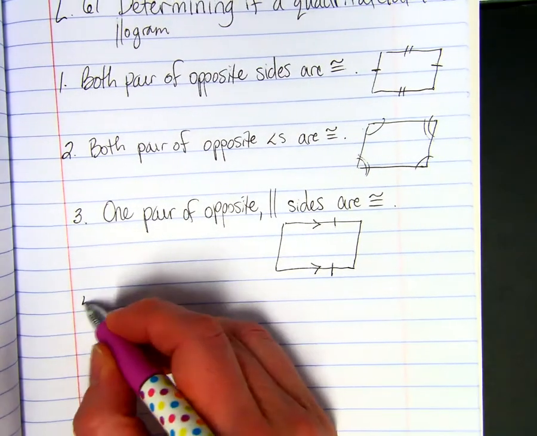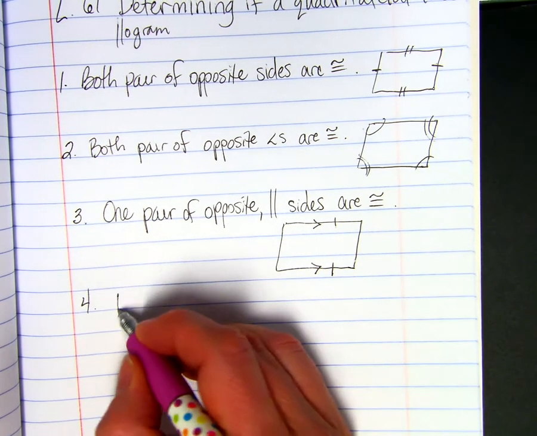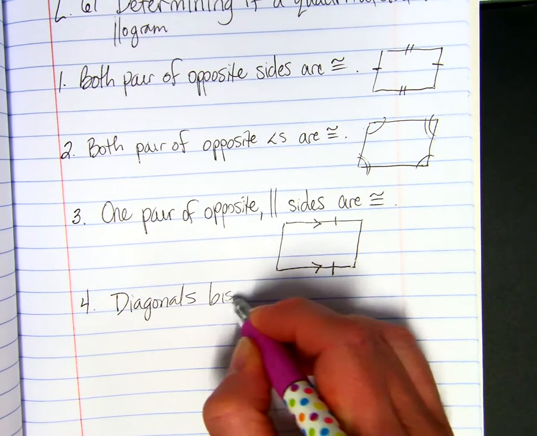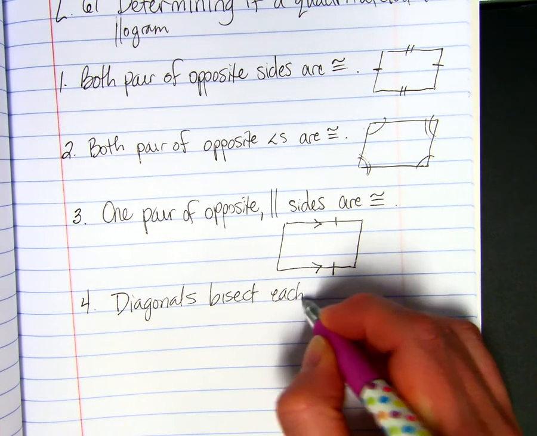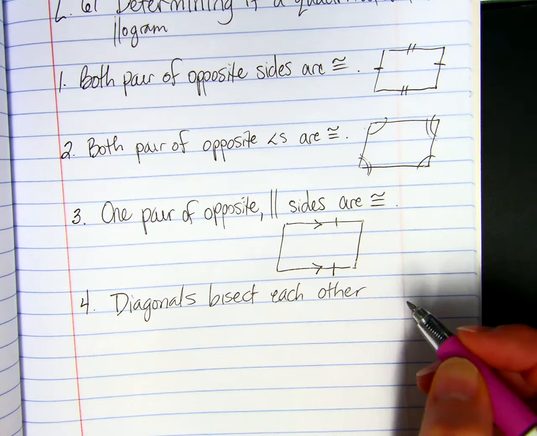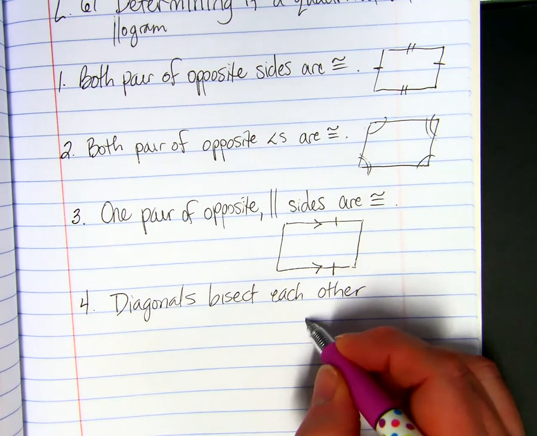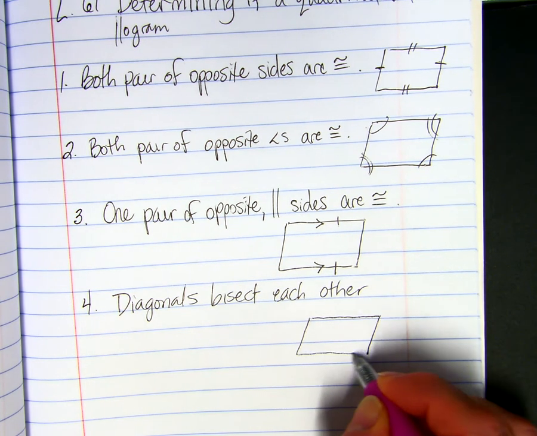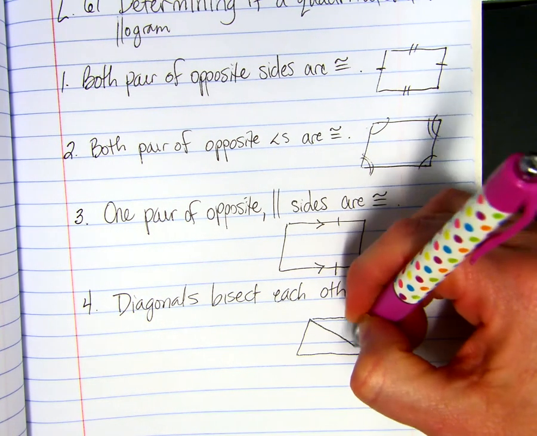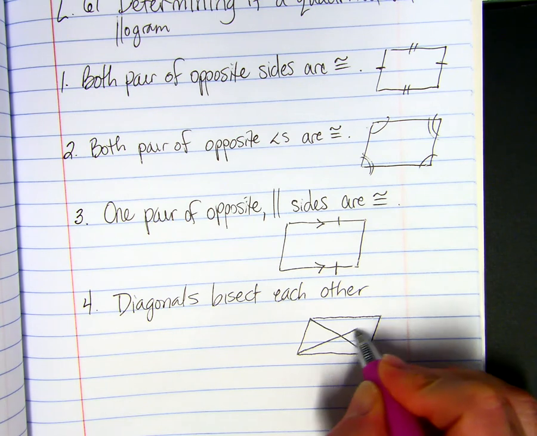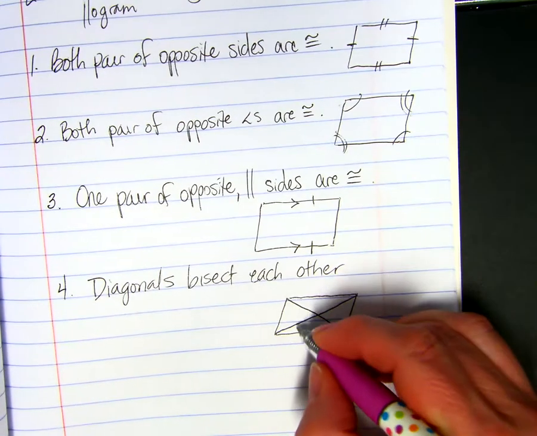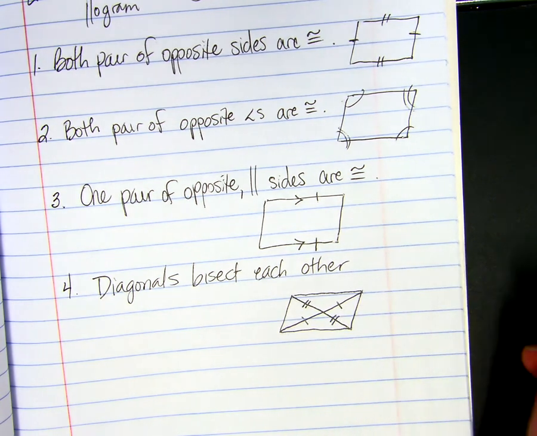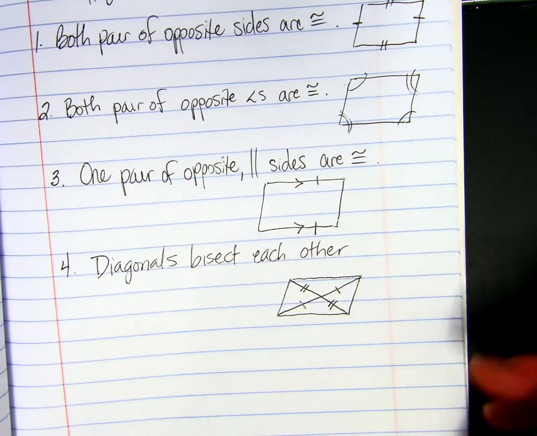And there's one more. If the diagonals bisect each other. So if you have a diagonal, and bisect means cut exactly in half, these two would be congruent and these two would be congruent. Then it's a parallelogram.